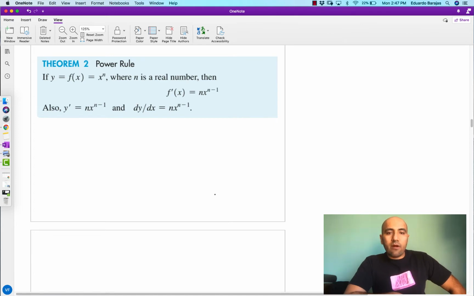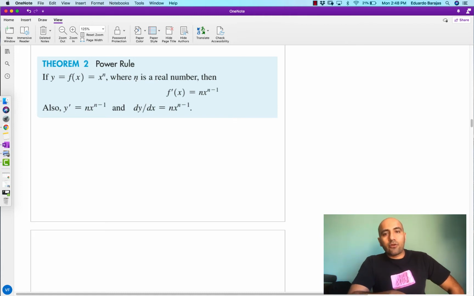Right? Just like we've already established. And then also, again, just to refresh your memory, there's a variety of ways in which we can express derivatives. So we can say y prime is equal to nx to the power of n minus 1, or we can say dy dx equals n times x to the power of n minus 1.